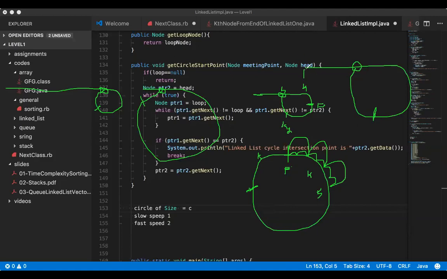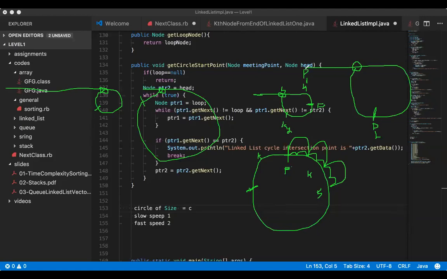My one pointer P1 started from here, and another pointer P2 which started from here. What I'm saying, the way to find the starting point of the circle is just move P1 with a step of 1, 1, 1, 1, and P2 with a step of 1, 1, 1, 1, and the first meeting point will be the starting point of the circle. That is what it is, and this is correct. This is order n, and this is correct.